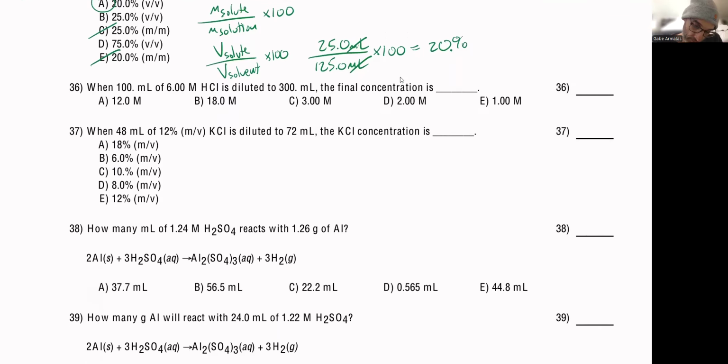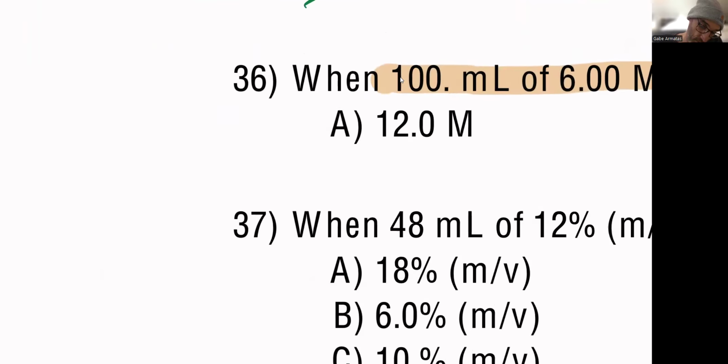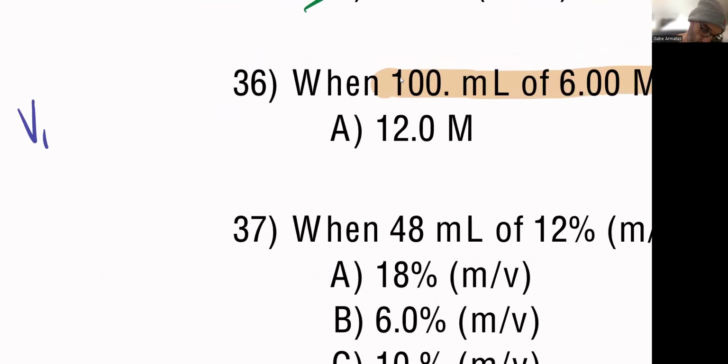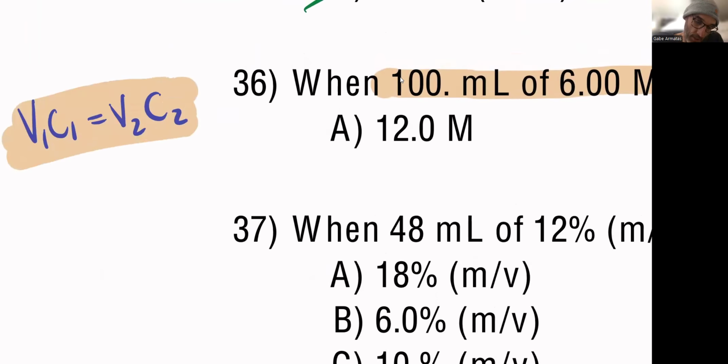Perfect. All right. When 100 mils of a 6 molar solution is diluted. Okay, so right away, there's a dilution occurring. And so we need the dilution equation, which is also provided. V1C1 equals V2C2. This is the equation for a dilution. Volume and concentration, then a change is made and you have a new volume and a new concentration.